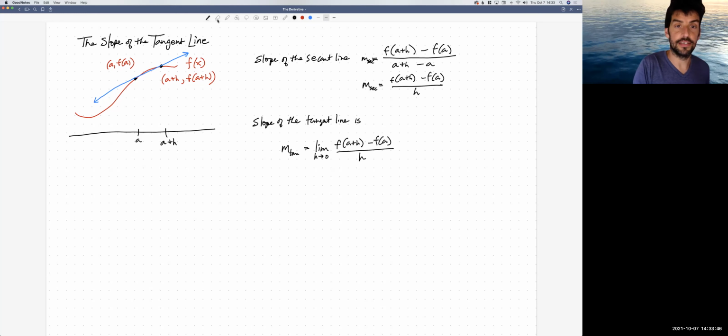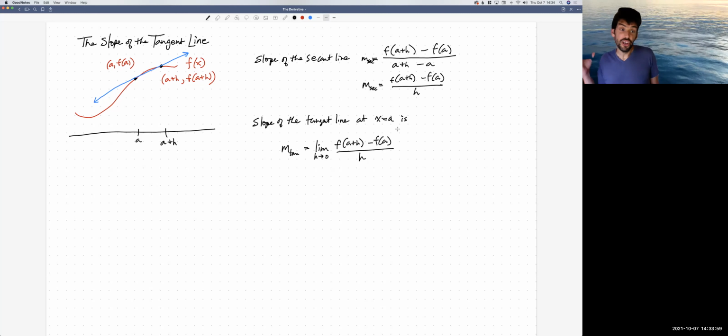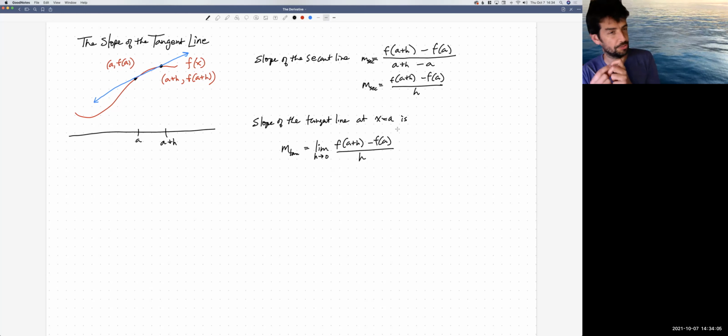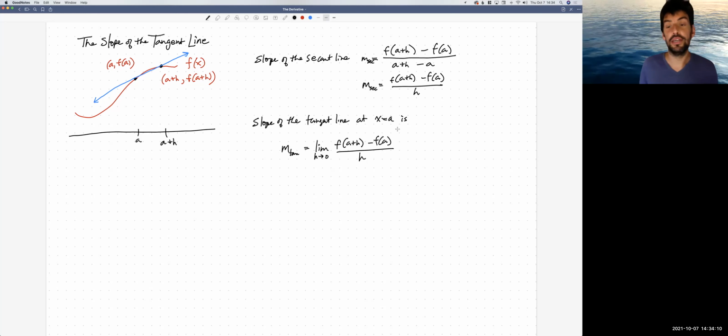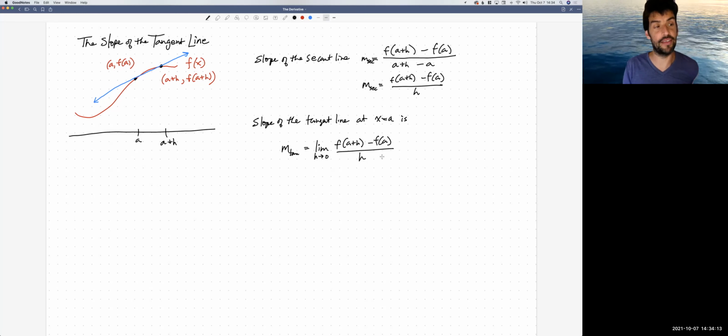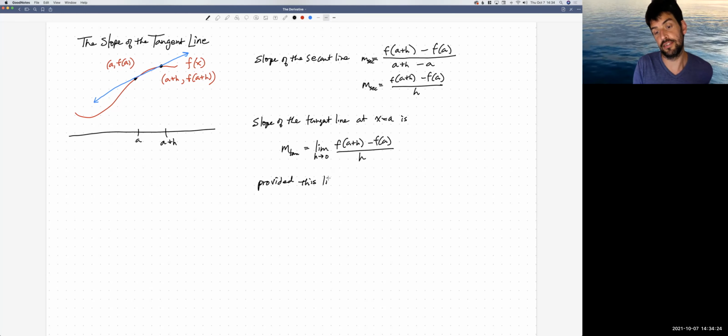And I should say, let's add a line in here. The slope of the tangent line at x equals A is this configuration. So all we've done now is, in the beginning, we were imagining and numerically plugging in numbers that were smaller and smaller and smaller. We now have the limit to make sense of this without having to make guesses. Okay, now let's add one more thing here, provided this limit exists.